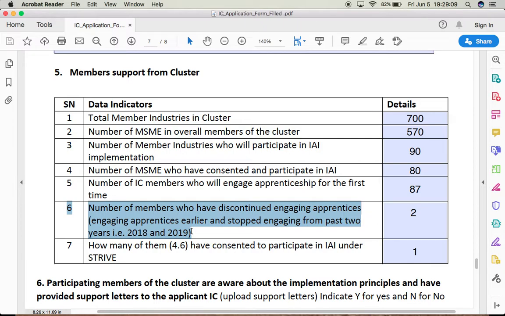If you read this question, it says number of members who have discontinued engaging apprentices. So by this information we will try to understand the number of establishments who were engaging apprentices earlier but had discontinued, but now with IAI getting introduced they are finding a new confidence that they can engage apprentices again. So this is a new insight.